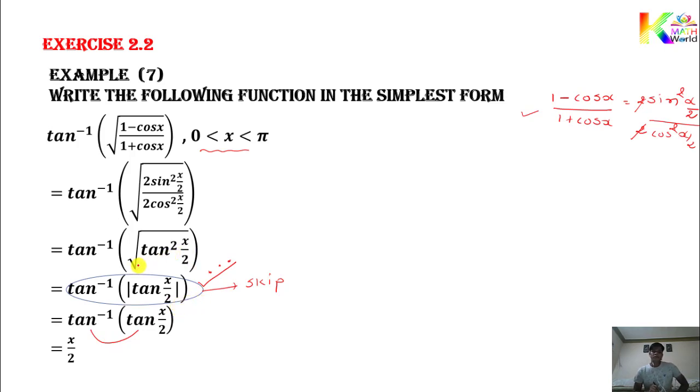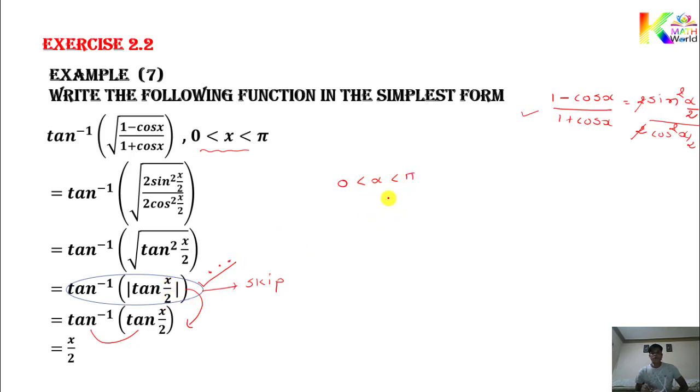The root may be positive or may be negative. Square root is there, so modulus gives you either a positive value or a negative value. That's why modulus is there. Now in the next step I have considered the positive root, positive modulus. Why? You can see here this condition is there, 0 is less than x is less than pi.